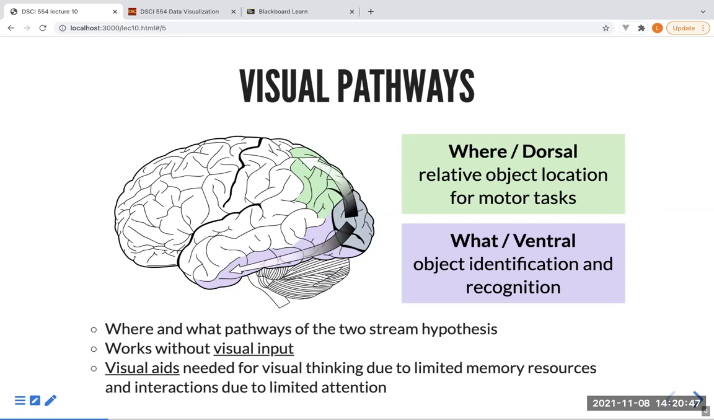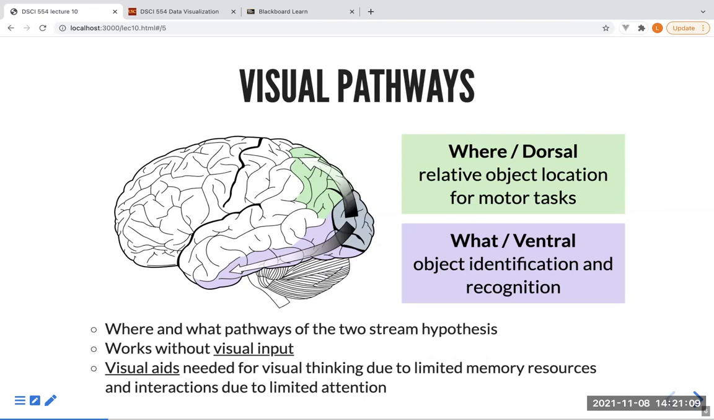And that has to do with the what pathway, where we're basically understanding and processing the visual information that comes in from the eyes and understanding what is in the scene. And so this what pathway is what is most of interest to us.